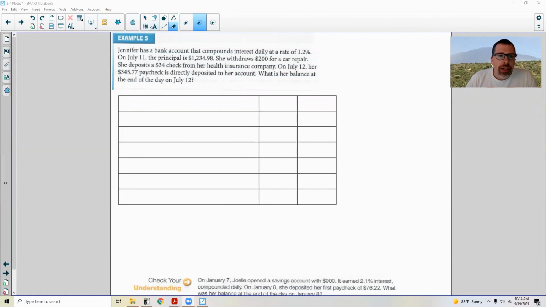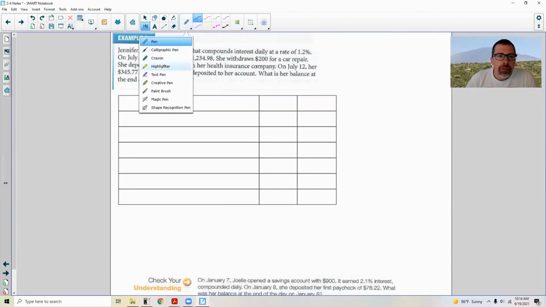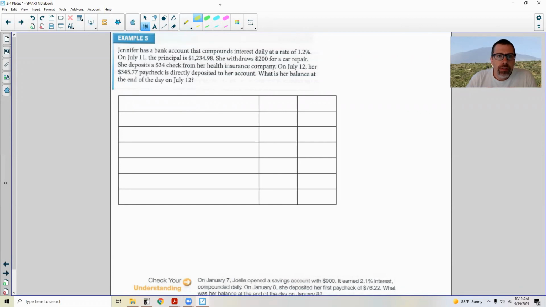Okay, example 5. Let me get my highlighter out. A lot's going on in this one. Highlighter, highlighter, highlighter. Jennifer has a bank account that compounds interest daily. The rate of 1.2%. And we have dates going on here, July 11th.